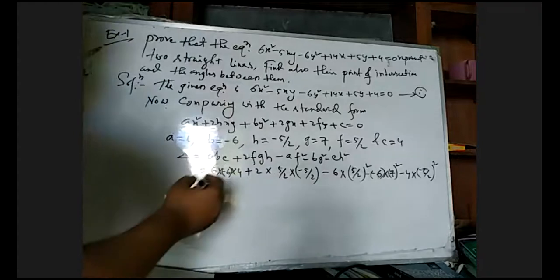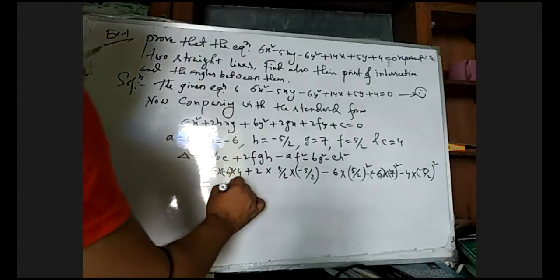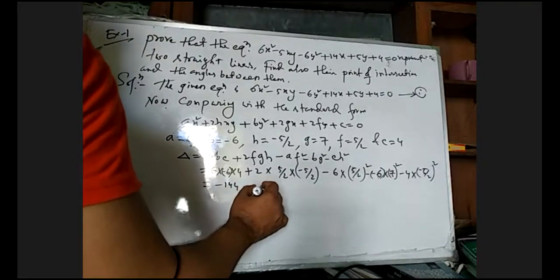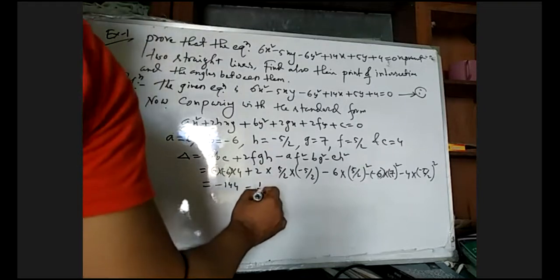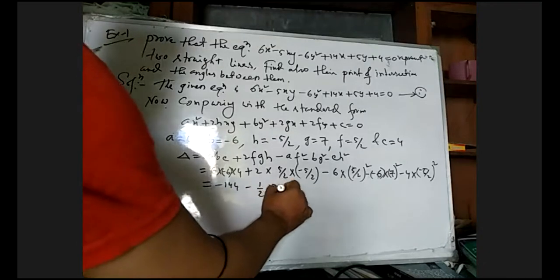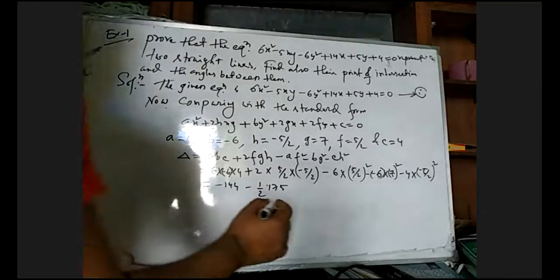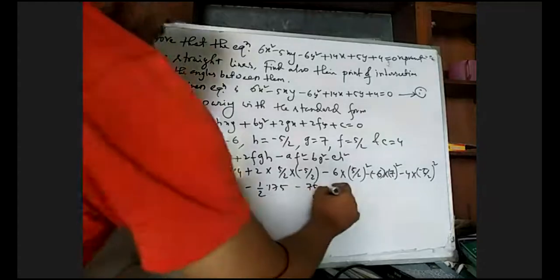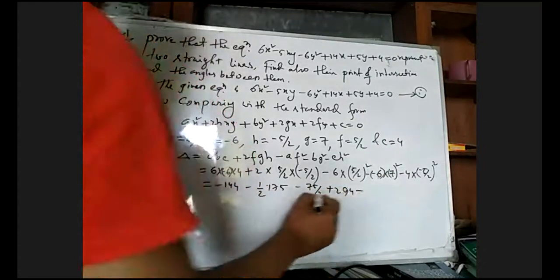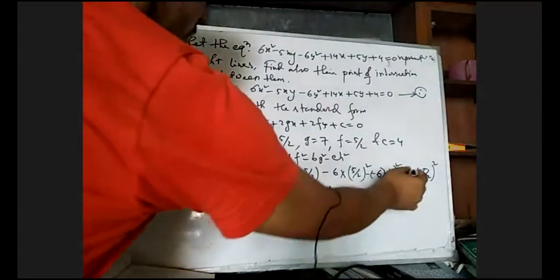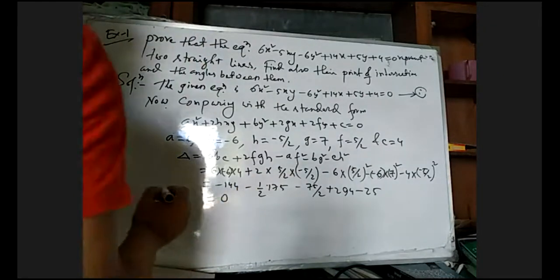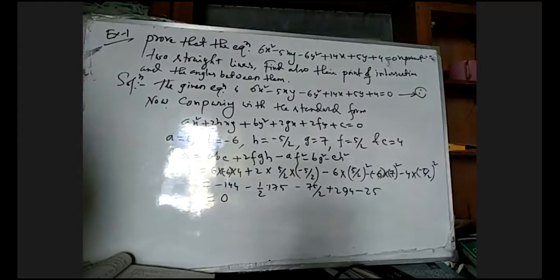Okay. So, we get from here minus 144. Then, minus half into 175 minus 75 by 2 plus 294 minus 25. 4 will be cut. So 5 minus 5 square means 25. That means after calculation we get 0 here. So if del equals to 0, you must know.